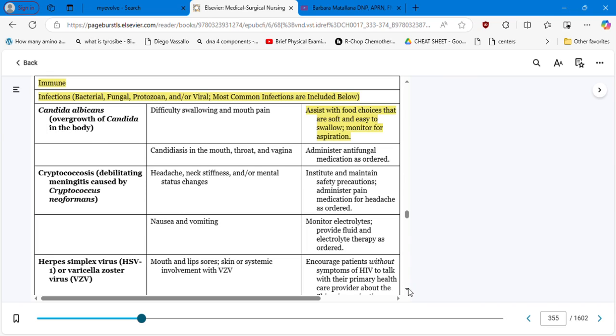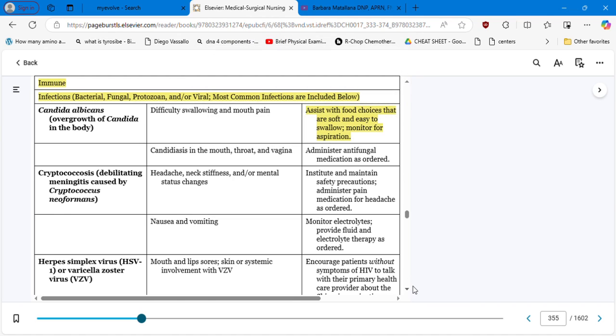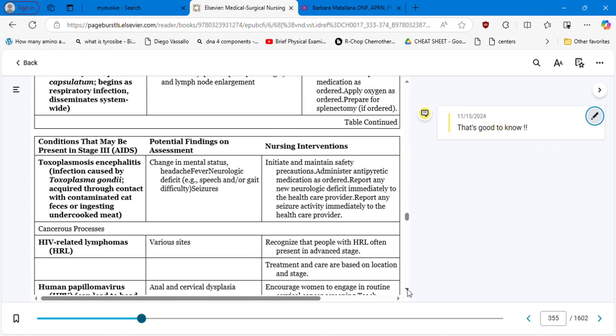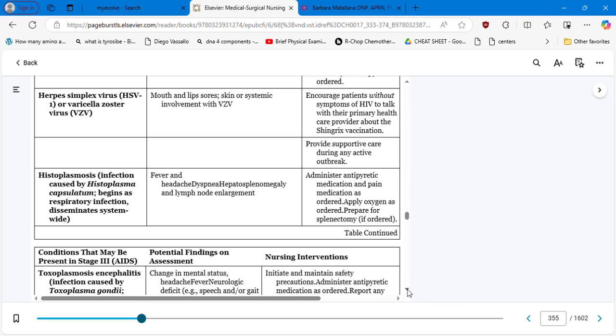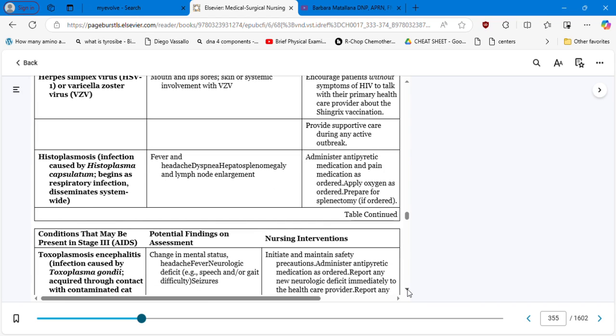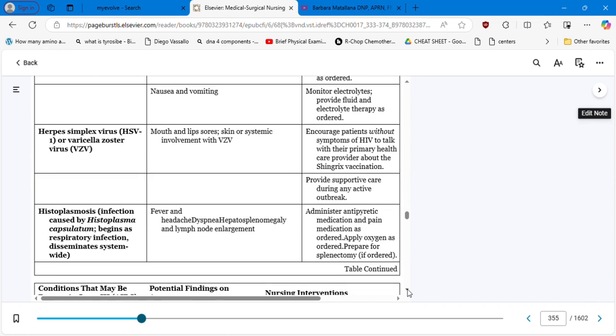Okay, so yes, all is patient education, but also you need to mention different types of precautions to the patients, right? To learn how to take care of their health, especially if we have patients that are in stage 3 with the CD4 T cell count less than 200, okay? That's very important. Also, patients that are having histoplasmosis, the infection begins with respiratory infection, right?